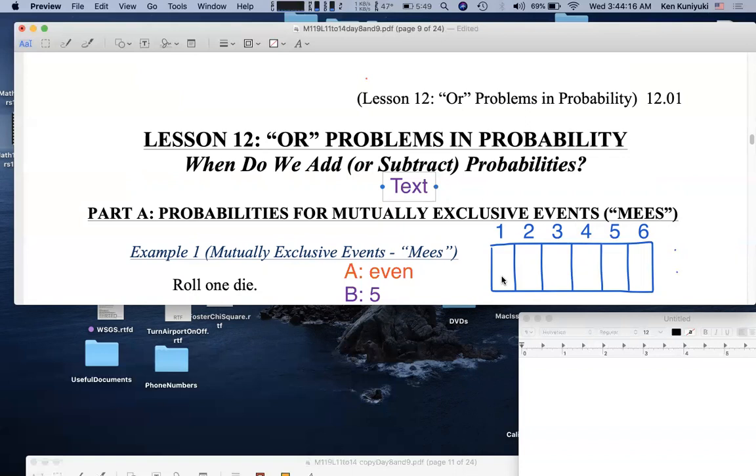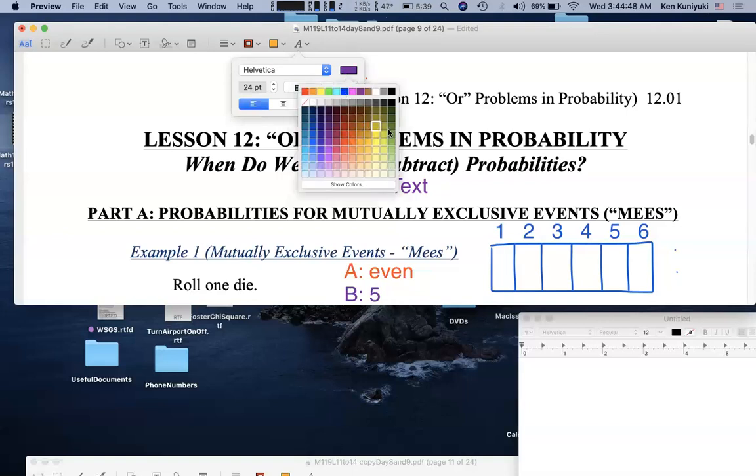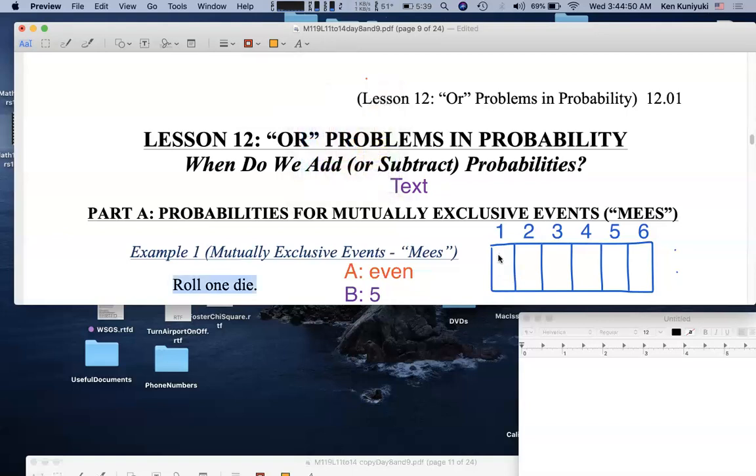If we roll a 1, is event A satisfied? Is event B satisfied? Or is neither satisfied? They're mutually exclusive. That means that they cannot both be satisfied. You realize that we cannot roll an even number and a 5 at the same time. Well, if we roll a 1, 1's not even, 1's not a 5, so neither applies. I'll put a big green X here. Neither applies.